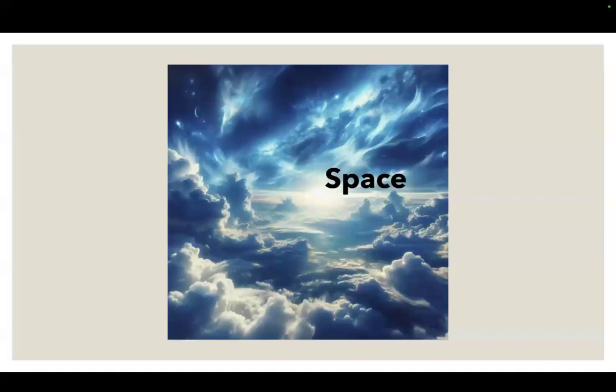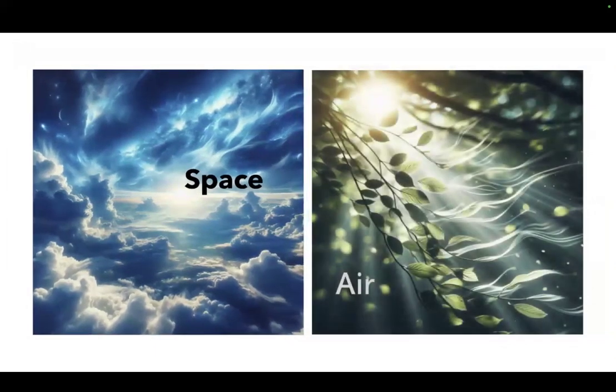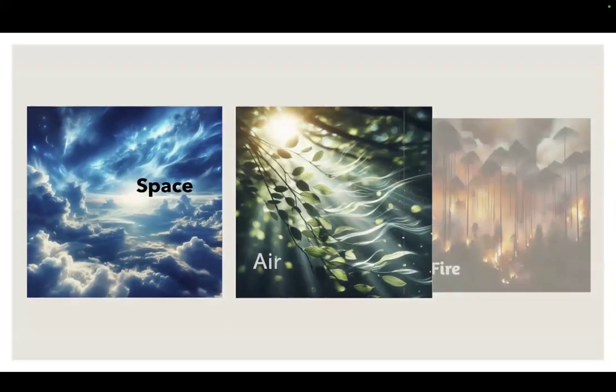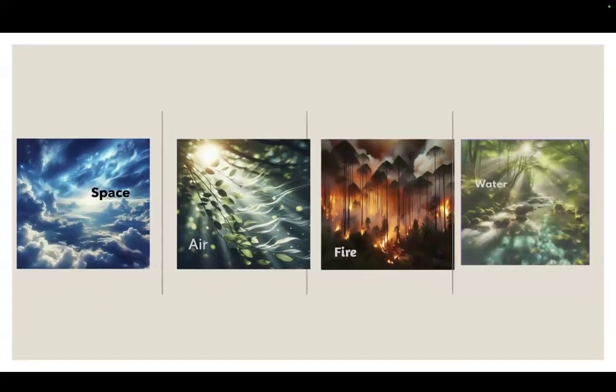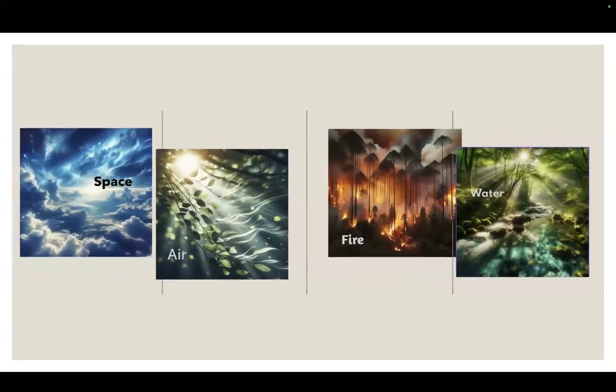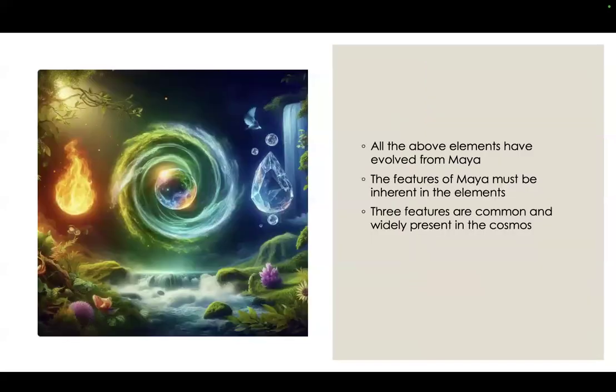The first element that came out of Maya is space. The second element that came out of Maya is air. The third element that came out of Maya is fire. The fourth element that came out of Maya is water. And the fifth element is earth. And now we have seen the five subtle elements, the Panchabhutas, when they are created from Maya.